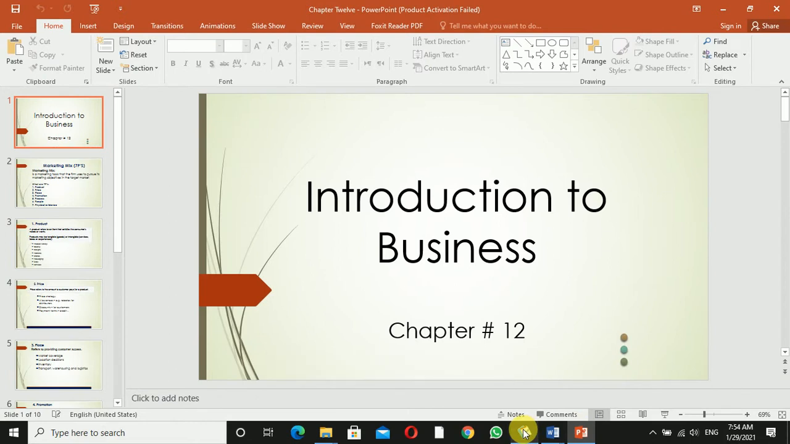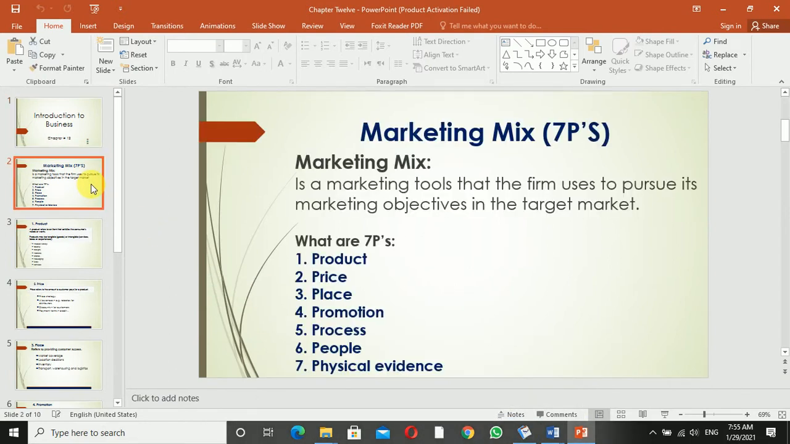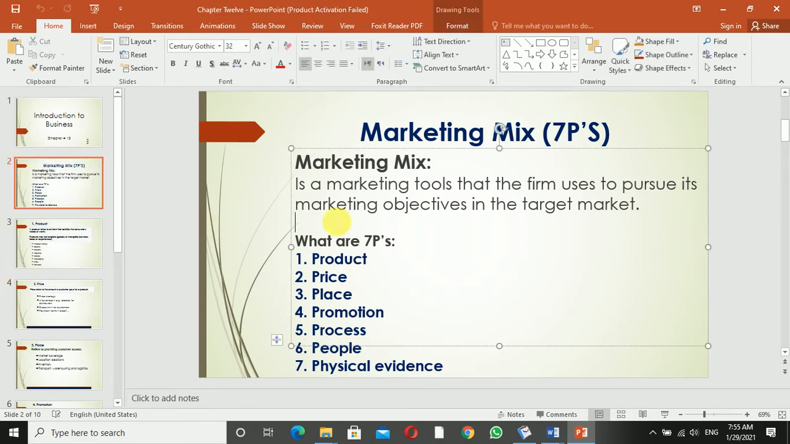In the previous lecture, we talked about the marketing mix. We discussed the first 2 P's of the marketing mix. First, we talked about the definition of the marketing mix, and we also discussed product, and we also talked about price. Today we'll be talking about place, promotion, process, people, and physical evidence. So these 4 or 5 P's will be discussed in this video.